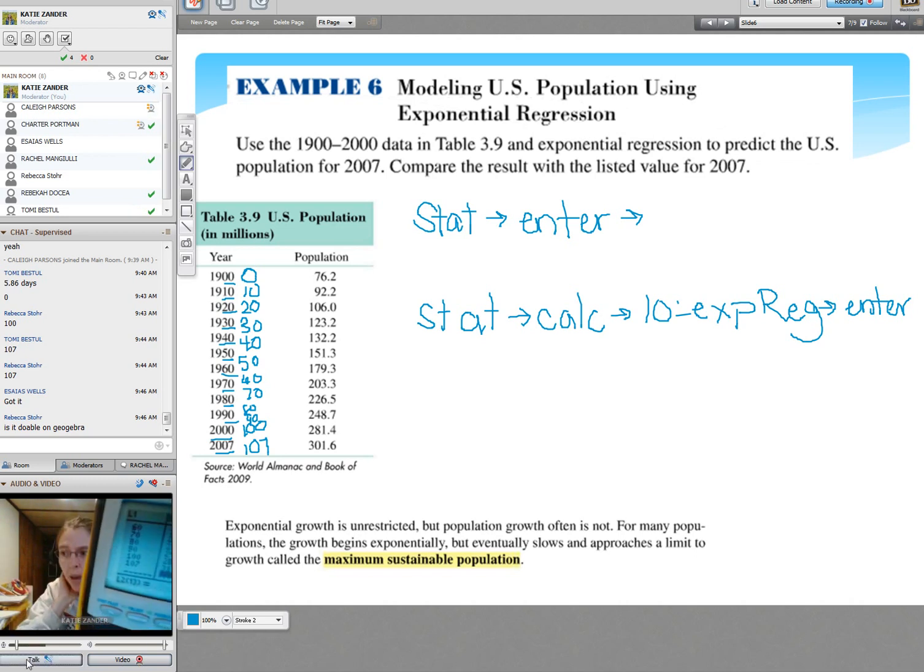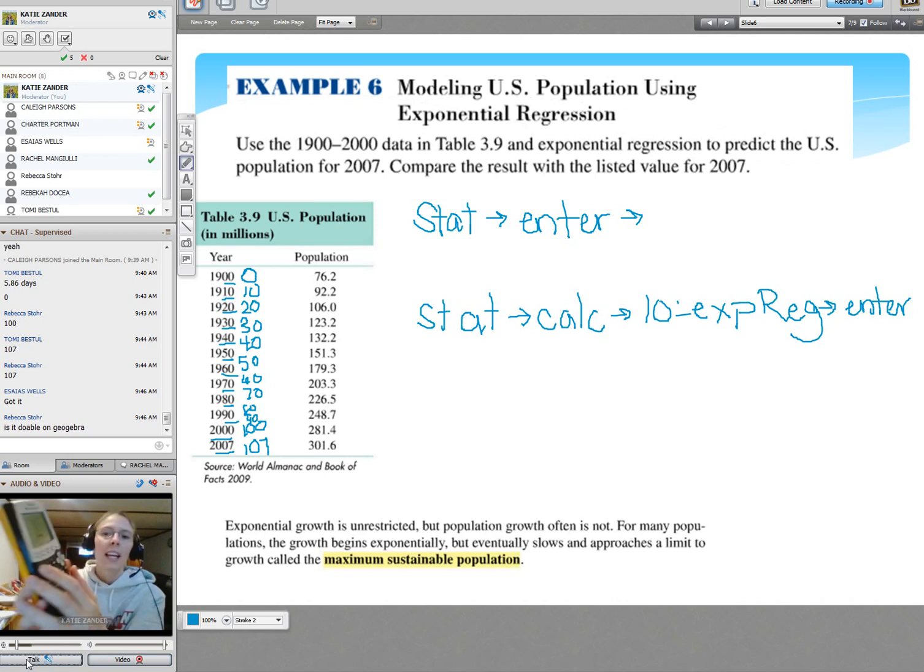I think it may be doable on GeoGebra. I just have to find where the exponential regression tool is in that program. I do think it's doable. I don't believe you'll actually need this for the homework assignment though. This is just kind of an extra piece in there. I just got to find where that function is.